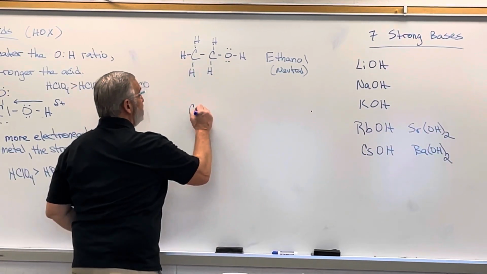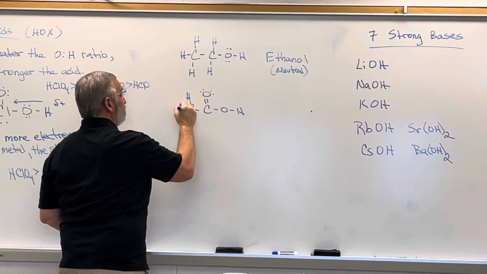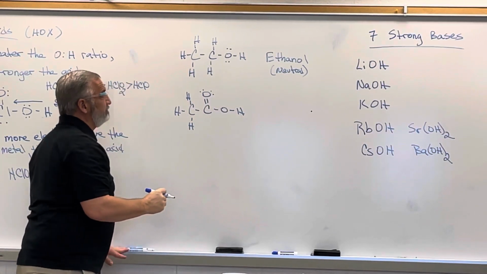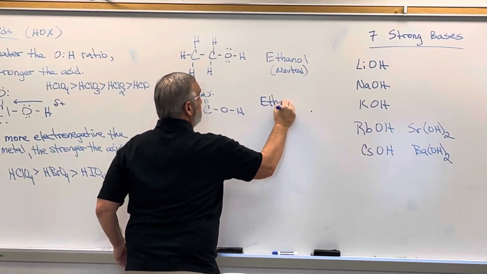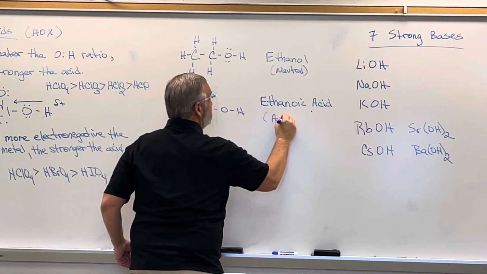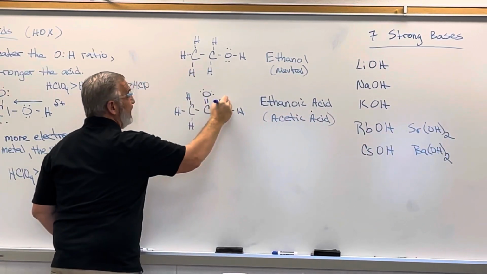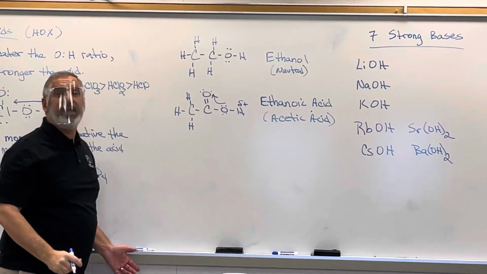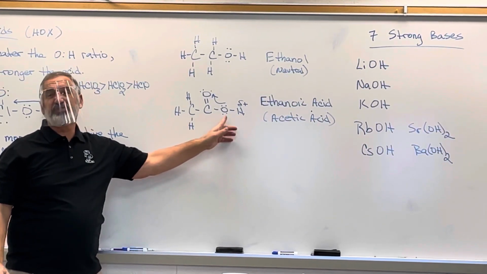But if I change that and put an oxygen up here, now this is acetic acid. It's really called ethanoic acid. That's the official name. We call it acetic acid. Because of this extra oxygen, it's more electron withdrawing, makes that more positive, and so now it makes that hydrogen ionizable. But not extremely. This is a weak acid.